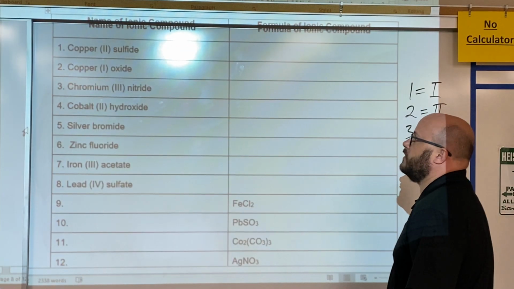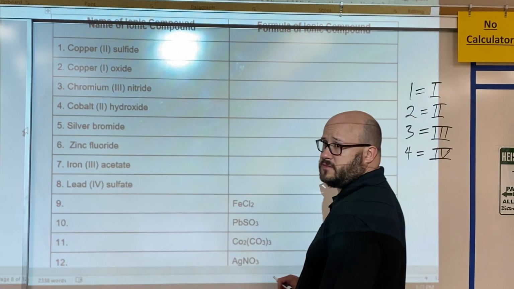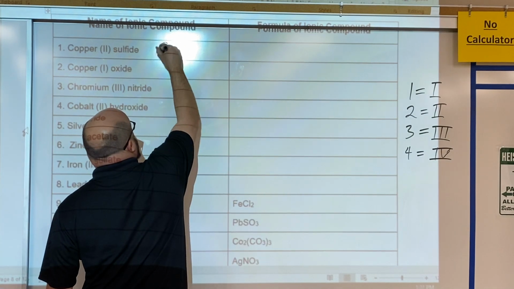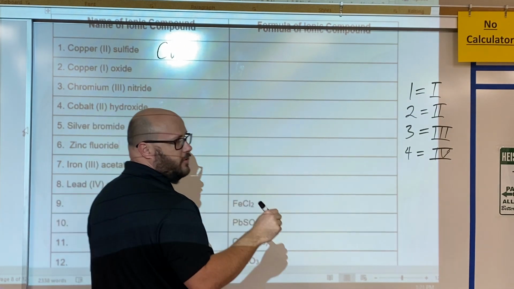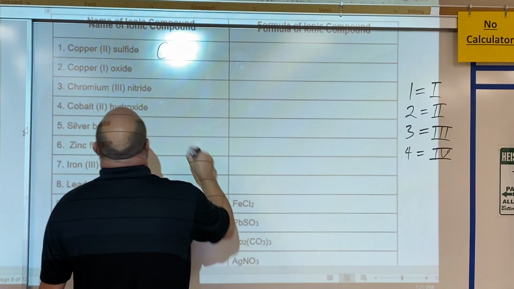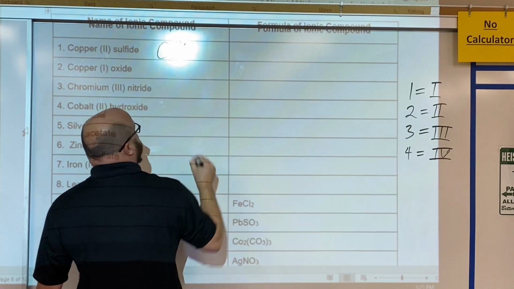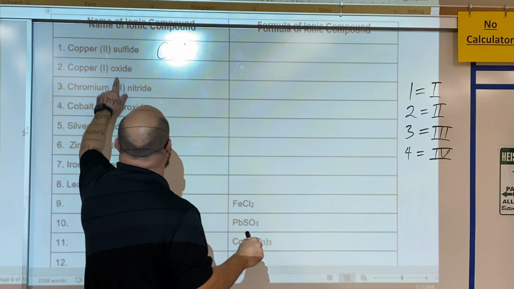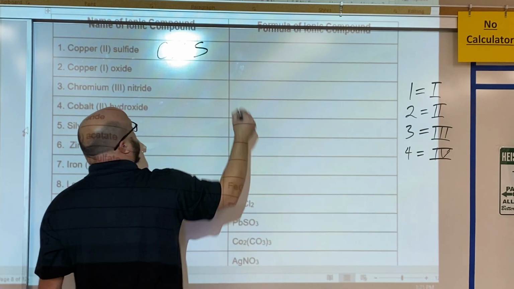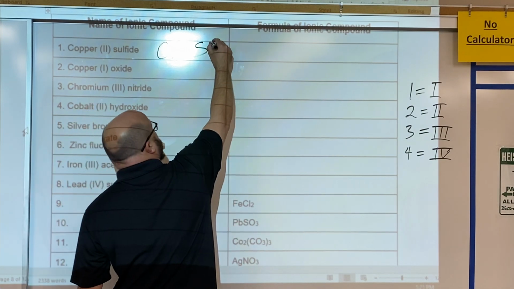All right, first one, copper 2 sulfide. Copper, write down its symbol, just like before, Cu. Don't put Co for copper. Remember, copper is see you later copper. And then it tells us it's a 2+. And then sulfide, we've got sulfur, and sulfur's in group 6 where it needs 2 electrons. 2-.